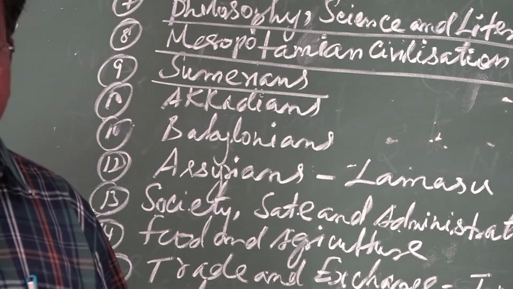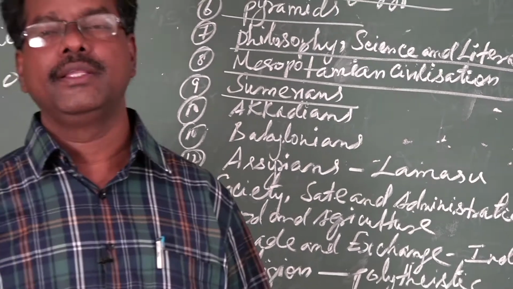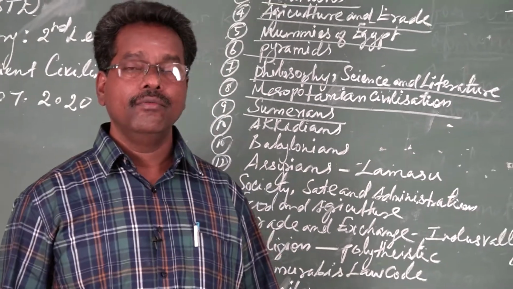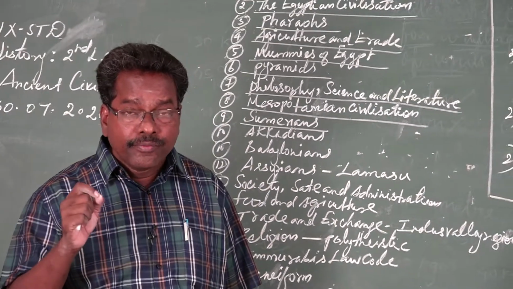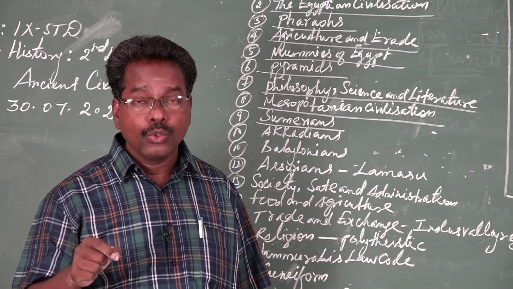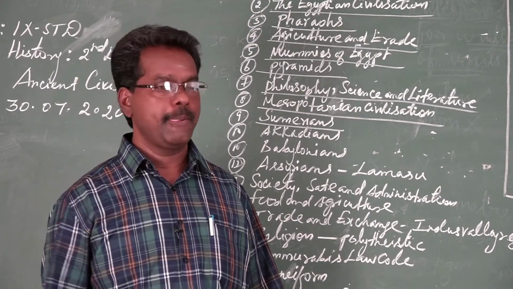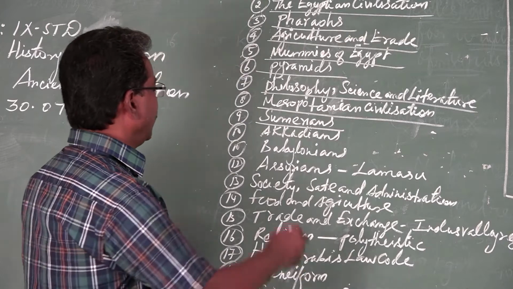Who became a chief priest of the society? Kings. Their political system came to an end in 2450 BC. Next, Akkadians.